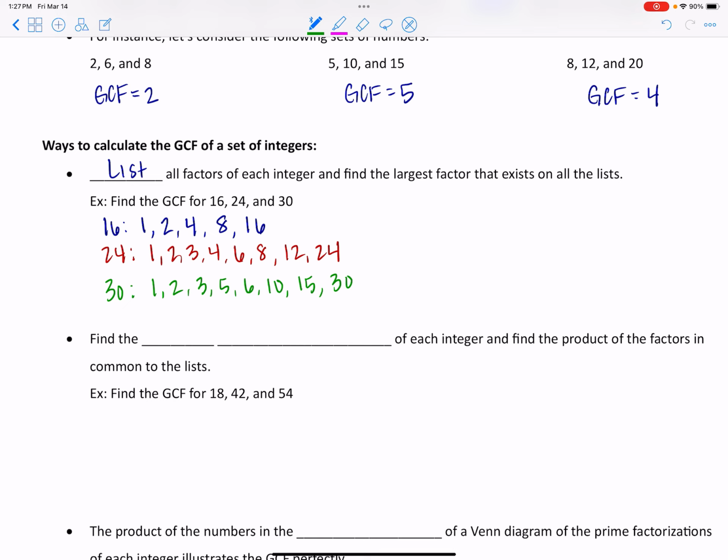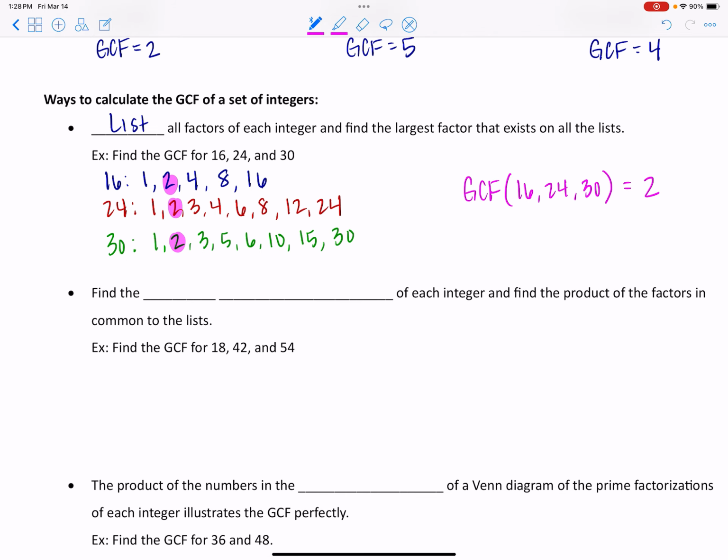So I've got all the factors for each of my numbers, and then if I'm looking for the largest number that is in common to all of those lists, it's going to be 2. 2 is the biggest number I see that is on all 3 of those lists, the biggest factor that they have in common. So now I can say that the GCF here is going to be, and sometimes we use this notation, we could say the GCF for 16, 24, and 30 using notation that looks like this would be 2. Okay?